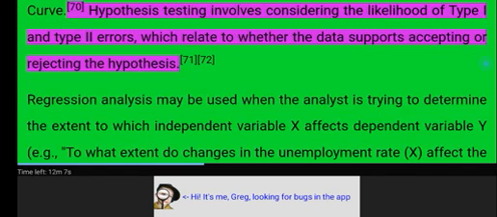Hypothesis testing involves considering the likelihood of type 1 and type 2 errors, which relate to whether the data supports accepting or rejecting the hypothesis.